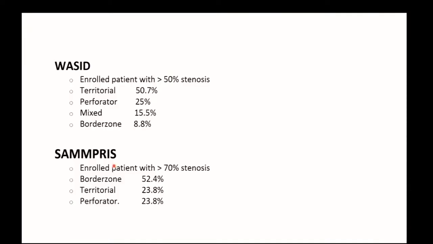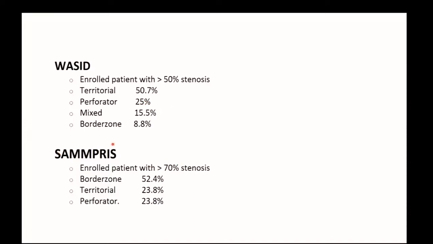The WASID and SAMMPRIS trials are the two major trials I'm going to refer to a lot. I'm going to talk about them in detail. But how about the numbers? The WASID trial, one of the ICAD treatment trials, included patients with more than 50% stenosis. And in the sub-analysis, they found just 8% had a border zone pattern. But notice they included ICAD causing more than 50% stenosis. They had 50% with territorial pattern, 25% with perforator pattern, and the rest was mixed pattern.